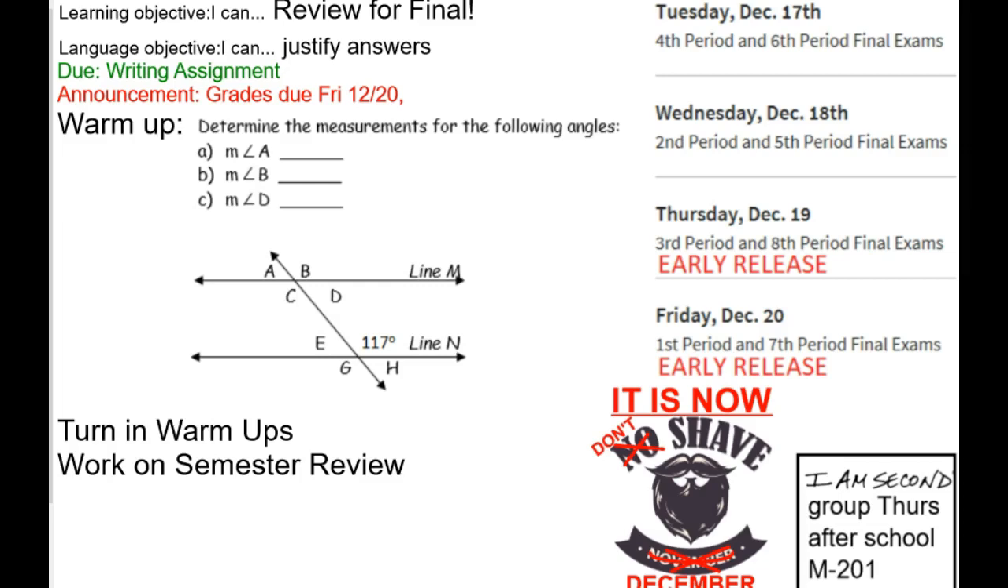Okay. So let's do this warm-up. Can everyone listen? Can everybody listen? On our warm-up, this is a throwback warm-up to when we did parallel lines with the transversal. So you got to know this for your final. It's going to be on your review. So let's remember, if this is 117, do y'all remember that little trick we learned? How do I know which other ones are 117? What was it?